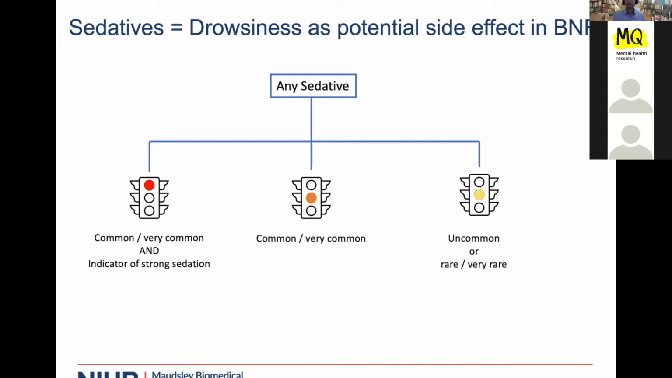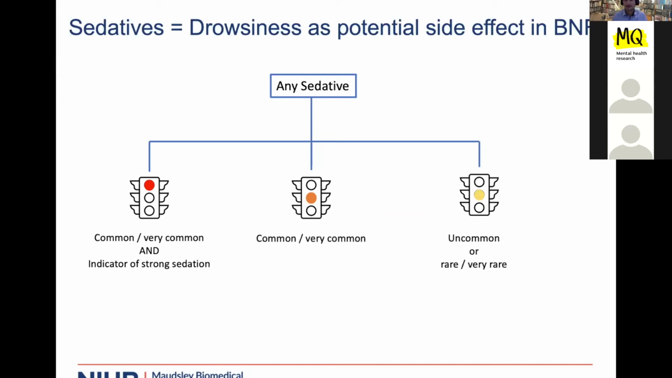We had predefined some indicators of strong sedation, which would be a cautionary or advisory label for drowsiness in the BNF. For antipsychotics, we could go to the Maudsley prescribing guidelines, where the sedation caused by those medications is rated. For anticholinergic drugs, we had the aforementioned anticholinergic effect on cognition scale, where we could see whether the sedation due to that anticholinergic effect is strong. So this was our red group. In our amber group, they also had common or very common drowsiness as a side effect, but there was no indicator of strong sedation.